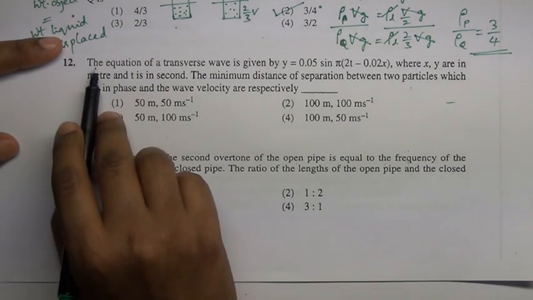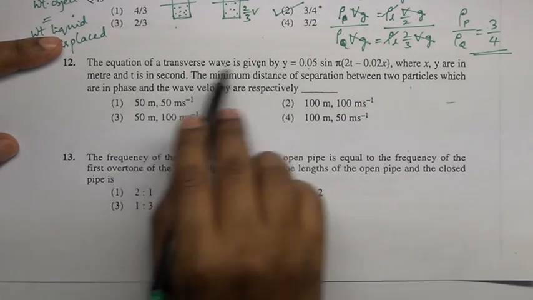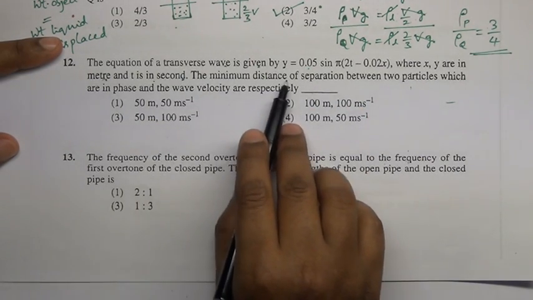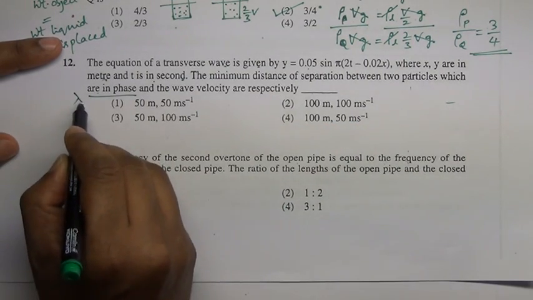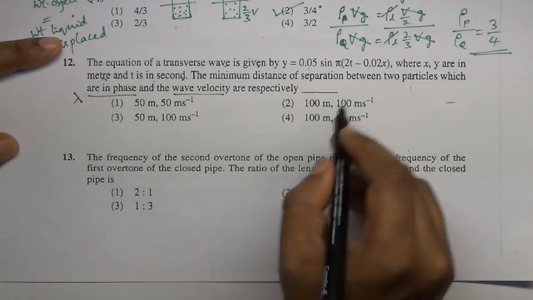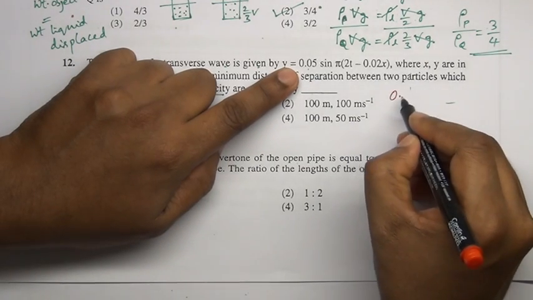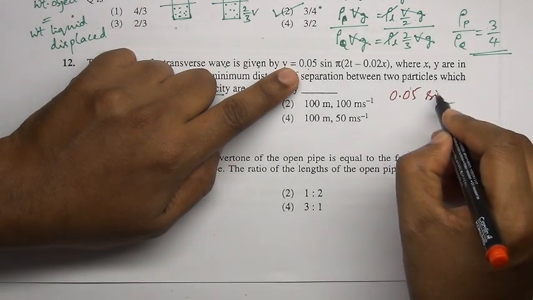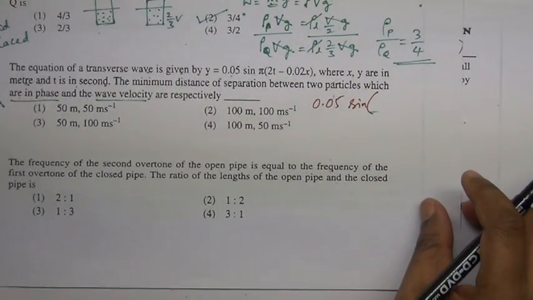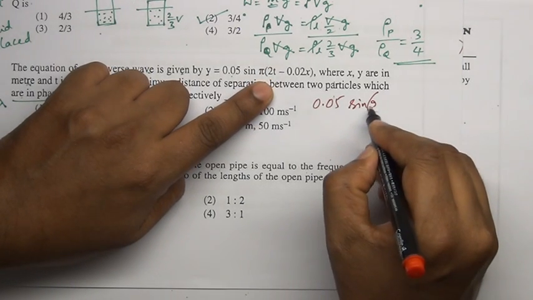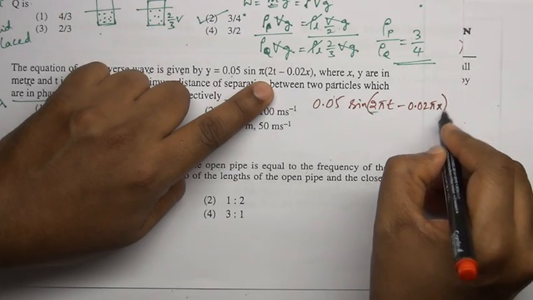Now, the equation of a transverse wave is given by this equation, where x and y are in meters and t is in seconds. The minimum distance of separation between two particles which are in phase means they are talking about lambda and wave velocity. Let us rewrite this equation. It is 0.05 sine, let me take pi inside, 2 pi t minus 0.02 pi x.